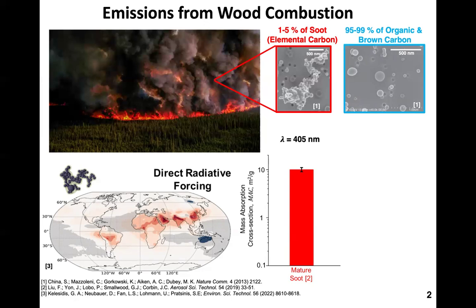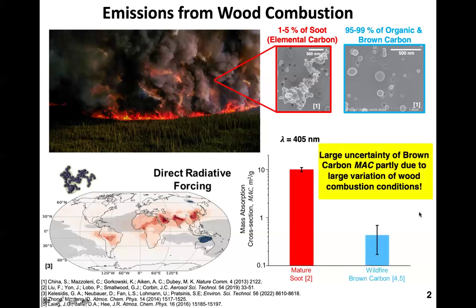Brown carbon refers to semi- and non-volatile spherical particles, such as those that you can see in this microscopy image over here, which actually comes from a real wildfire. Unlike volatile organic carbon, brown carbon actually absorbs light slightly, and thus it contributes to climate change.